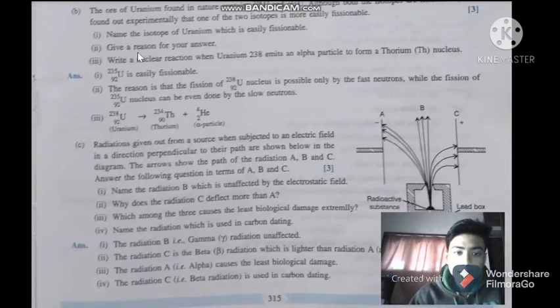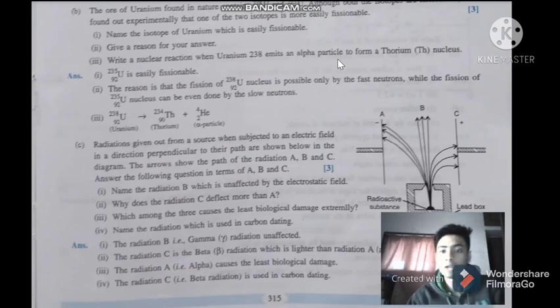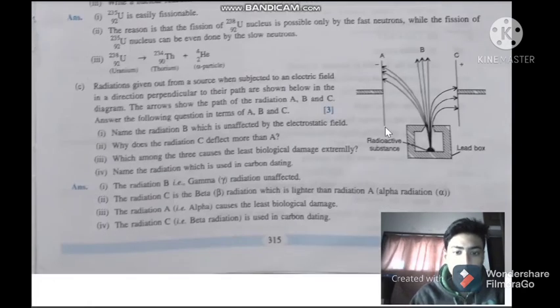Now you have to write a nuclear reaction when uranium-238 emits an alpha particle to form a thorium nucleus. So what happens in alpha? Alpha can be denoted this way. We know that is the alpha particle, so 4 is the mass number and 2 is the atomic number. Deduct this to get thorium: 238 minus 4 gives me 234, and 92 minus 2 gives me 90. So that's done, practically done.